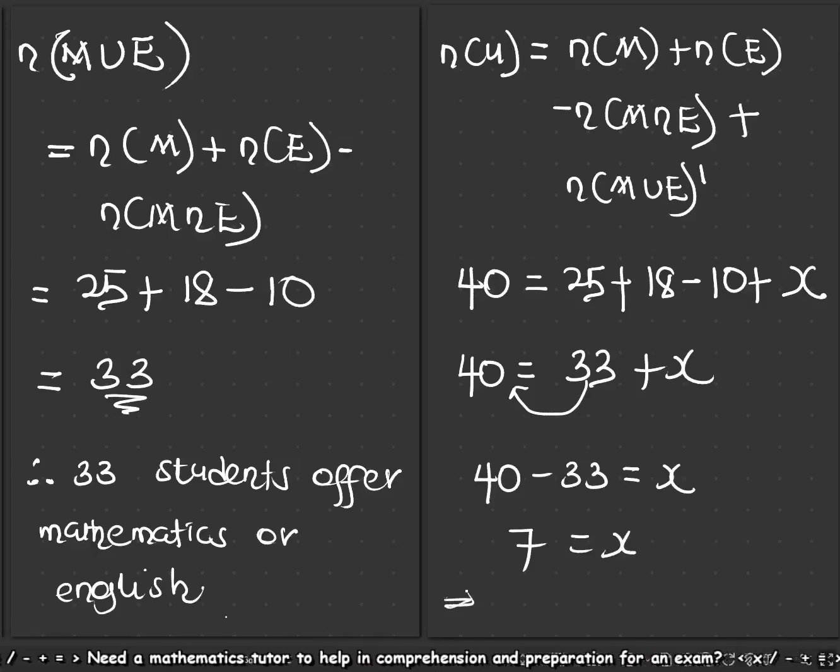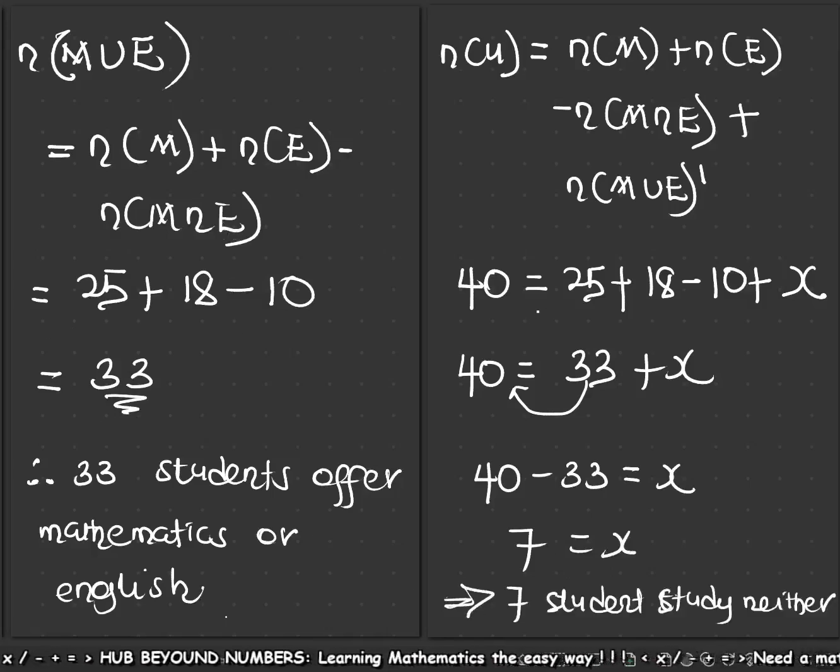So it implies that 7 students study neither. So 7 students study neither mathematics nor English.